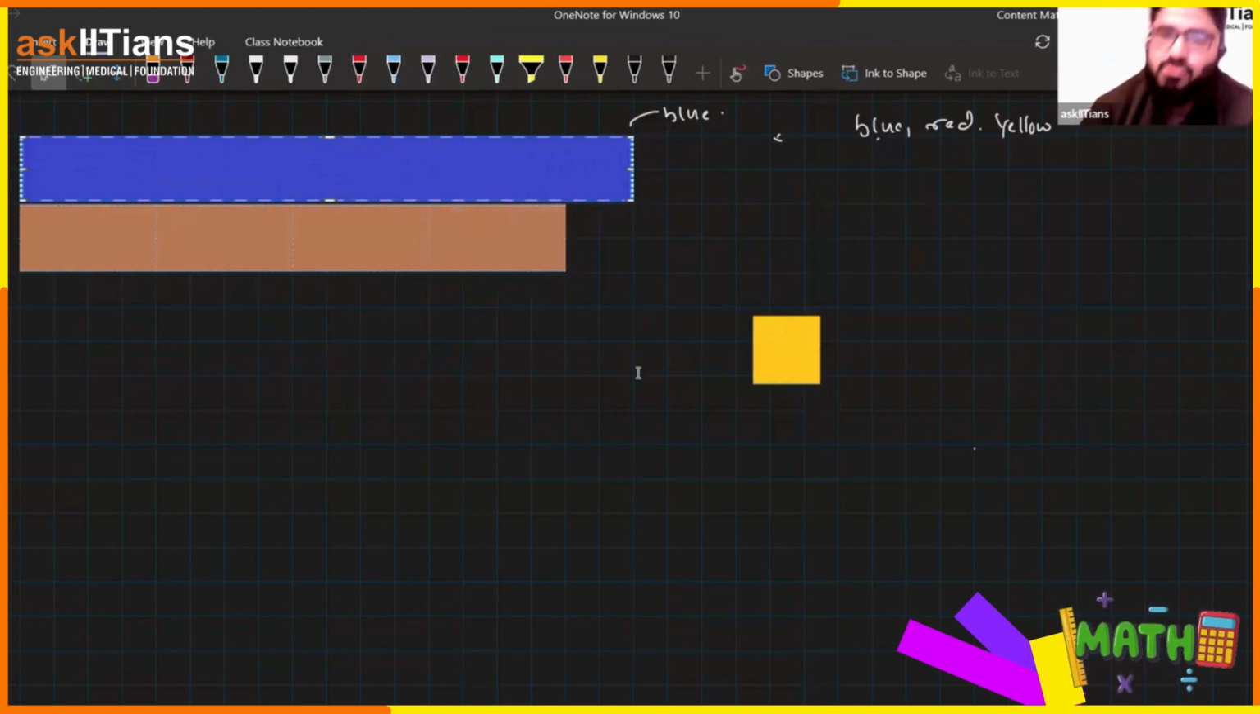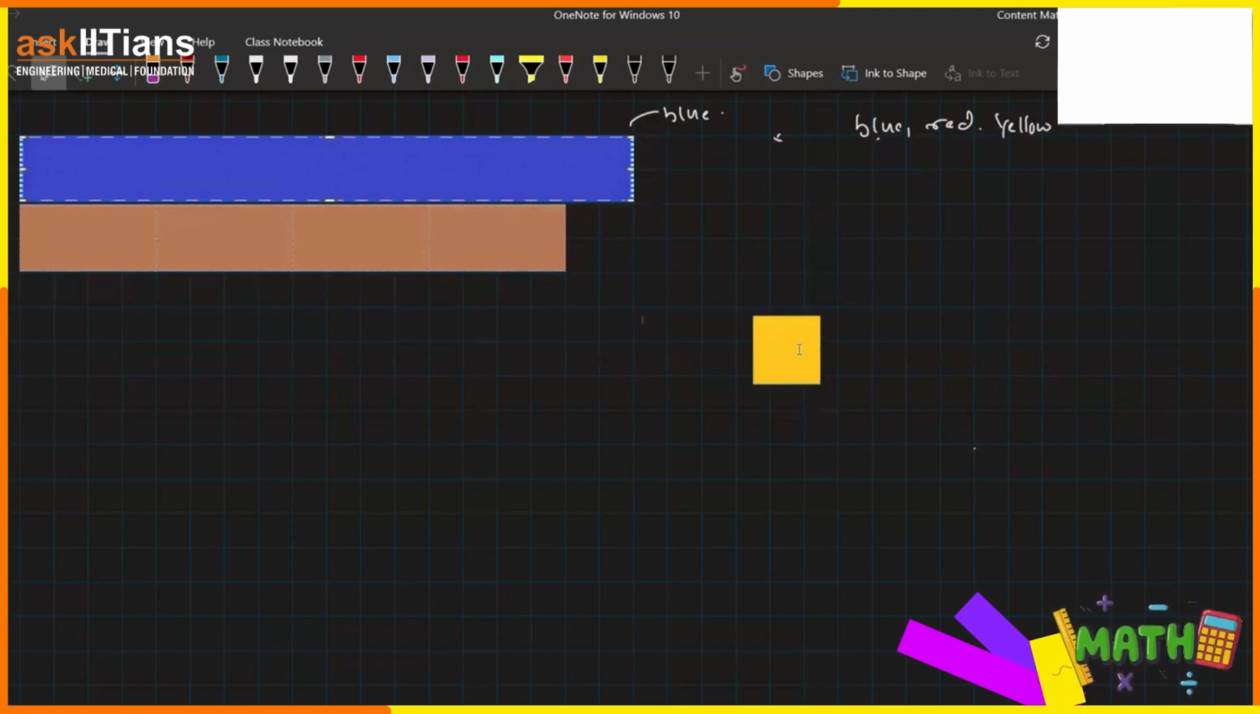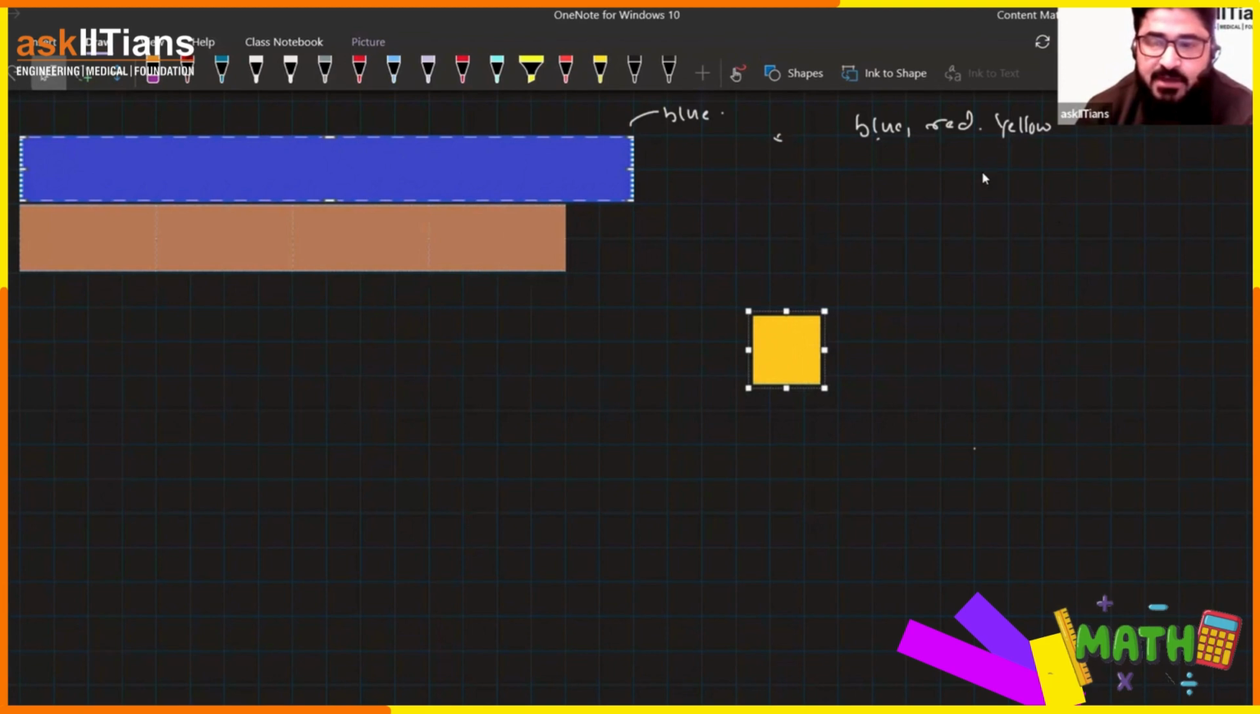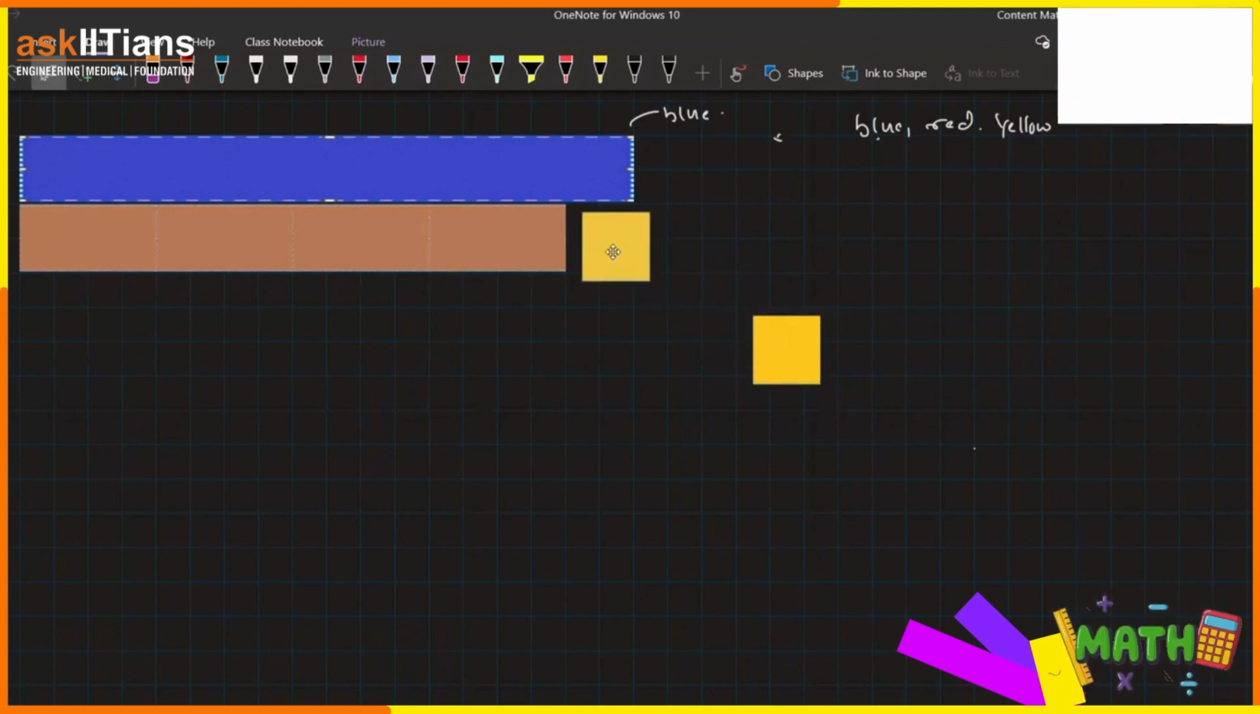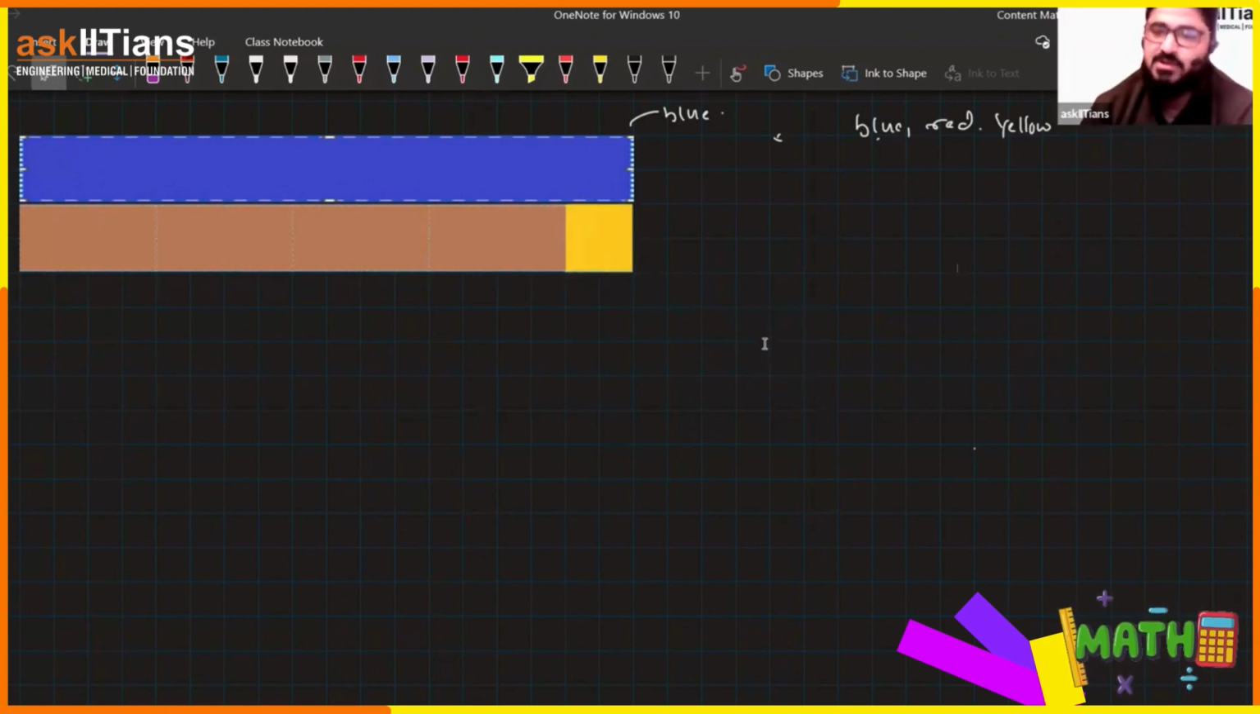Okay, now a question to all of you. Can I accommodate one more red here or not? No. Why? Otherwise it will exceed the length of the blue one. If I add one more red here, it will be greater than blue, isn't it? So I will add a remainder here. What will be the remainder here? Yellow. So you can see this all got accommodated.